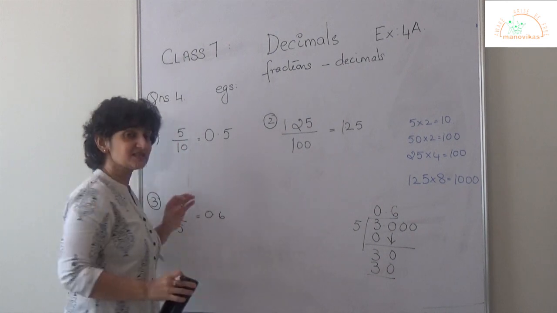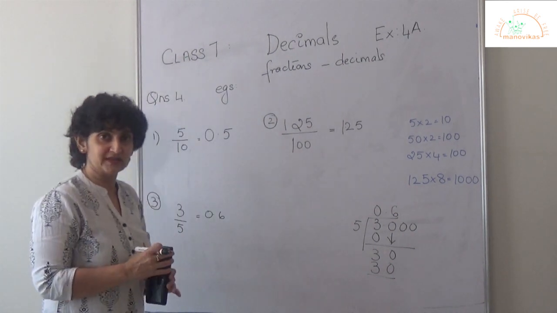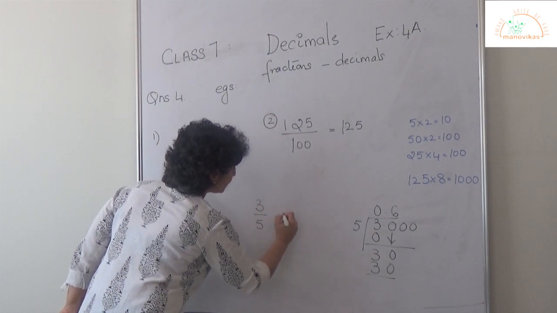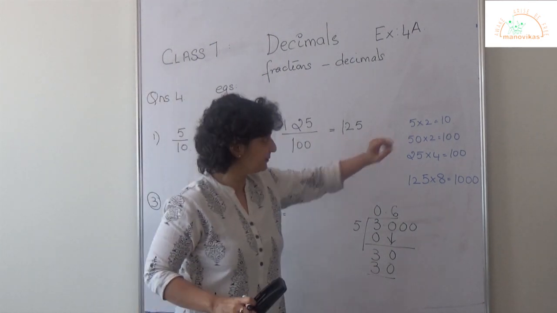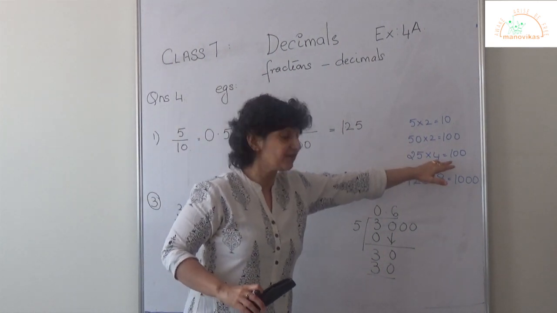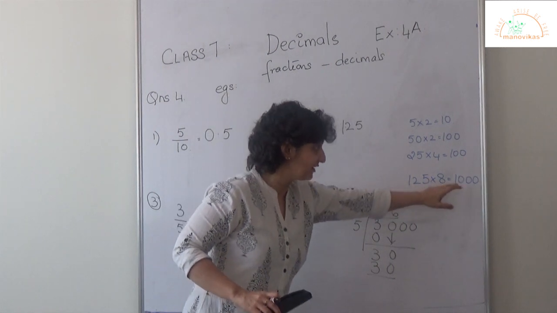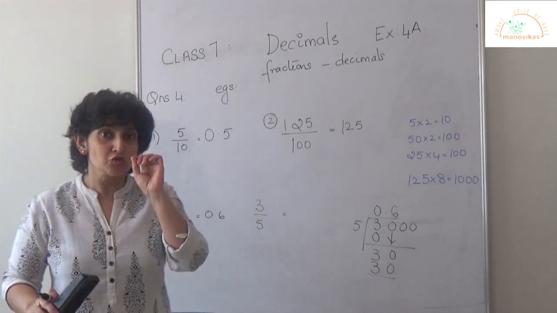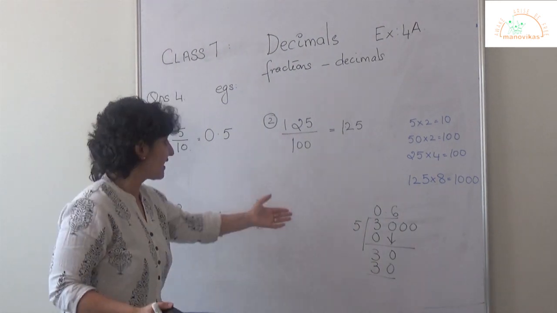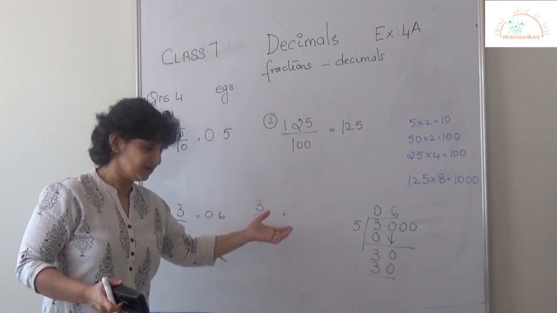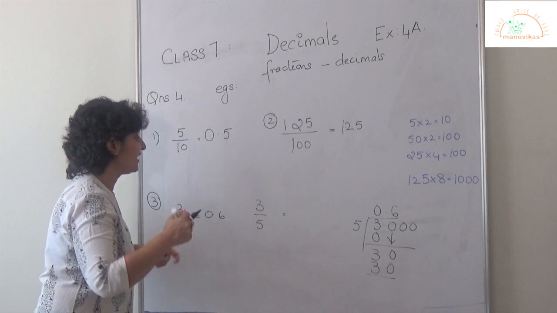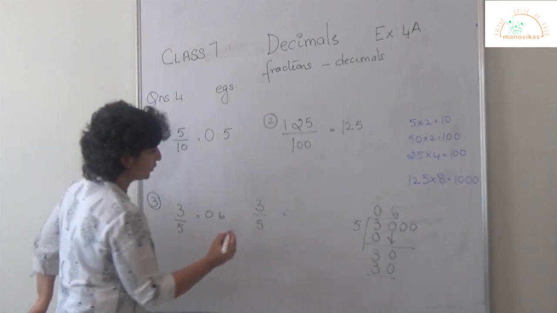Now, this is one way of doing it. You needn't necessarily do division all the time. If you know your tables, like for example, let's come here. 5 2s are 10. 50 into 2 is 100. 25 4s are 100. 125 into 8 is 1000. To get a decimal number from a decimal fraction is simple, isn't it? Or easy. Now I know I have 5 in my denominator. So what do I do?